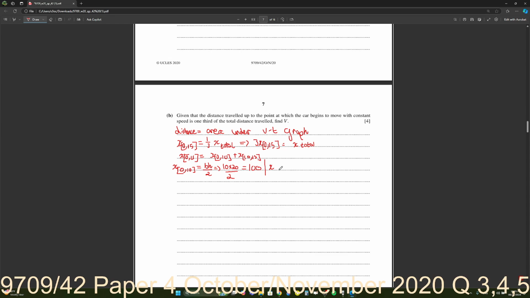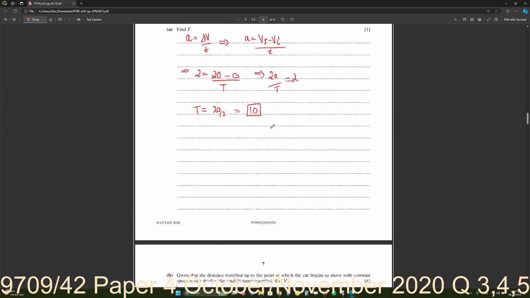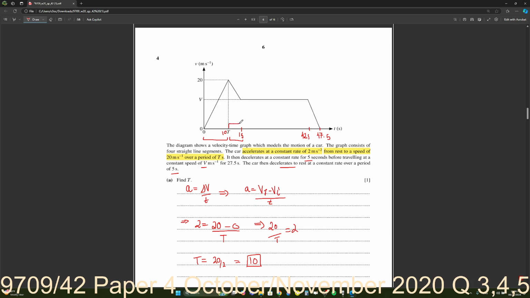X from 10 to 15, it's a trapezoid, right? So we're going to use the fact that a trapezoid is base 1 plus base 2 over 2 times the height. So what's it going to be equal to? What's base 1? People mistake this for the base. No, this is the shape of my trapezoid over here. The bases are the parallel sides. So these two. My first base is 20. My second base is v, right?